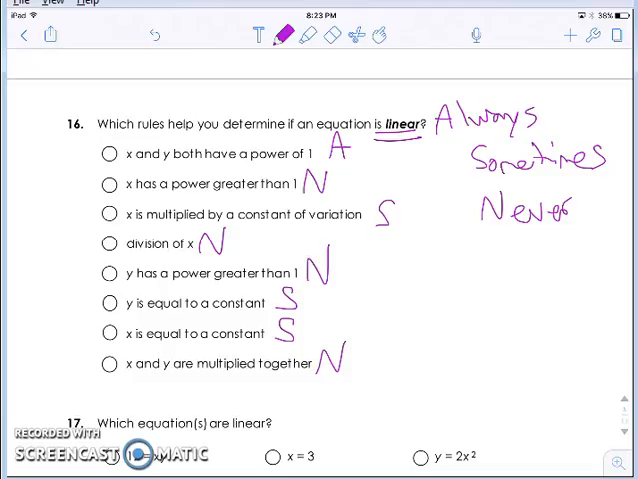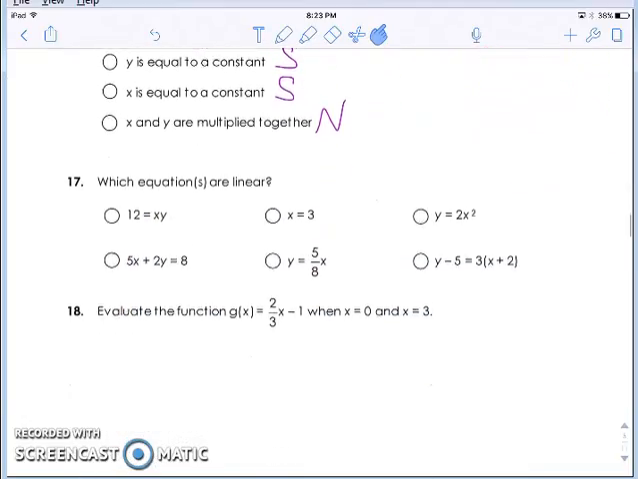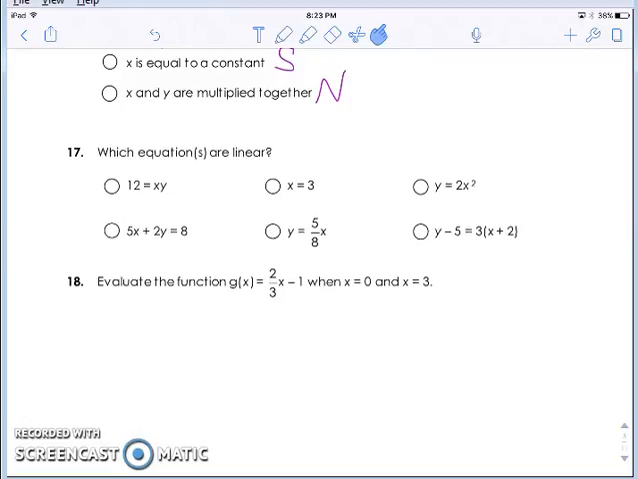X and y are multiplied together is a never. That's kind of, to me, a better exercise than saying which is a rule, because a rule should always apply and always be true, in my opinion. Which is linear? So this one is linear, but not a linear function. This is a linear function. This is a linear function. And this one is a linear function.